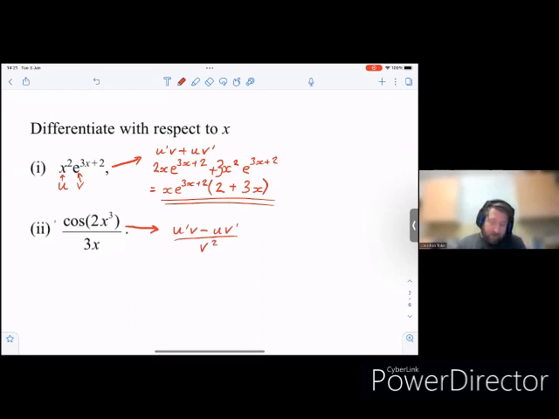And remember, u is the numerator, v is the denominator. So that will equal, okay, so for u dash, we have to use the chain rule. So cos becomes minus sine 2x squared cubed, sorry, 2x cubed, and then we multiply by the derivative of the bracket, and the derivative of that bracket is 6x squared, so the 6x squared goes there. So that's u dash, and then we've got to multiply that by v.